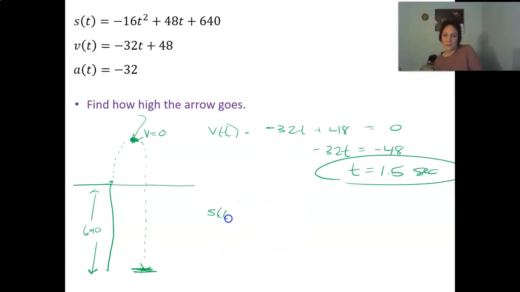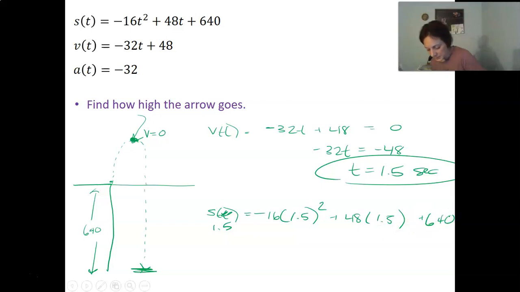Now that I know the time, I can find the position at that point. So I need S of, I shouldn't have written a t there, 1.5. I need S of 1.5. So negative 16 times 1.5 squared plus 48 times 1.5 plus 640. It is at 676 feet. So S of 1.5 is 676 feet.